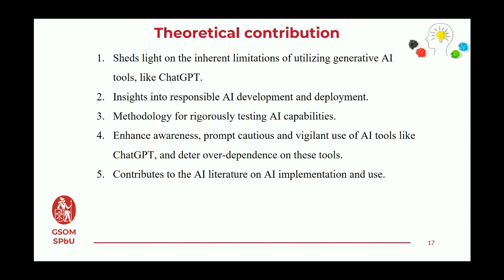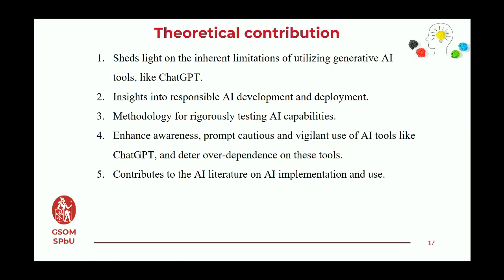So what are some of the contributions of this research? It draws our attention or sheds light on the limitations of using this tool. And we are cautioning all of us, workers, as well as researchers, academics, and scholars. It's very vital in our area of work, because we might end up passing the wrong information or doing things that might not help us. It also gives us insights into responsible use, development, and deployment of the tool.